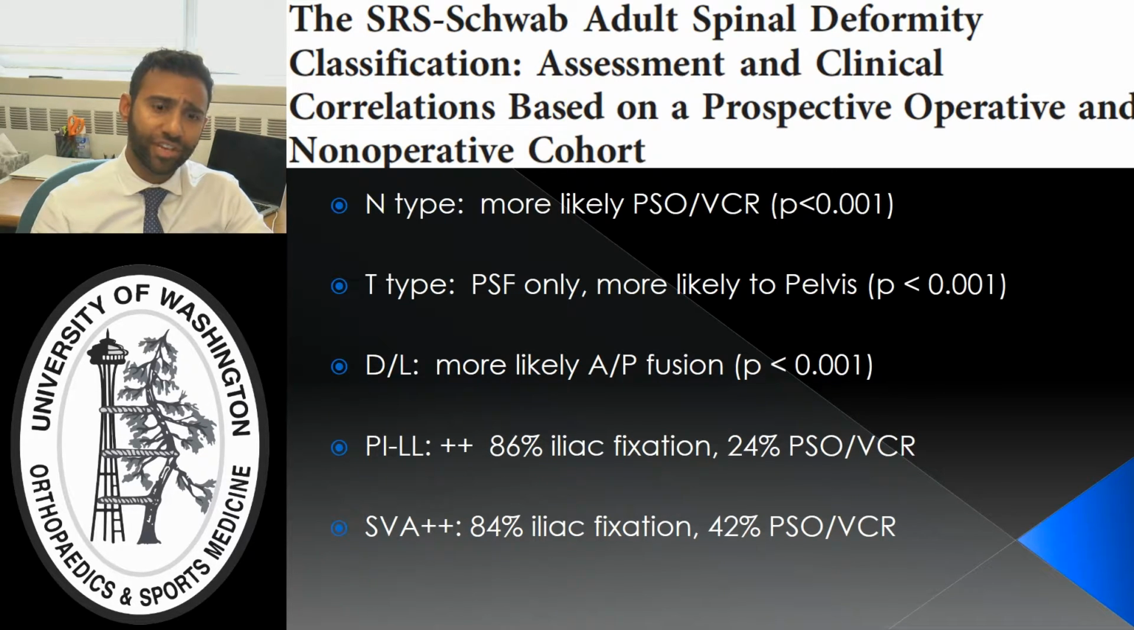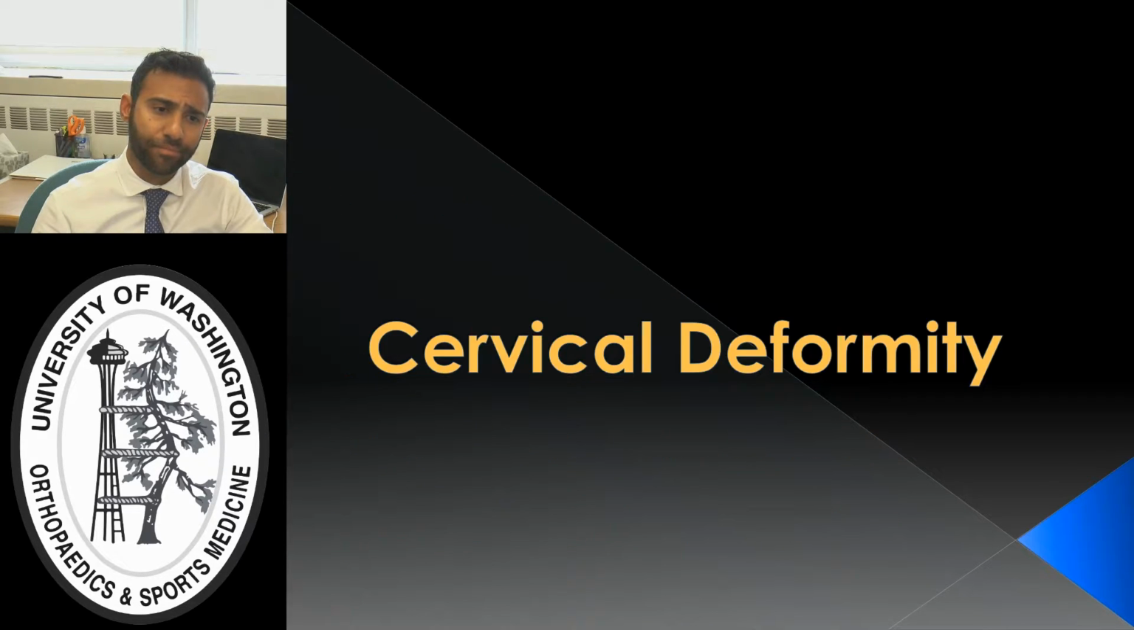And when there's a significant mismatch between the pelvic incidence and lumbar lordosis, most surgeons would favor iliac fixation, and about a quarter of them utilized a PSO or a VCR, or a three-column osteotomy. And when the sagittal vertical axis is very large, which means uncompensated spinal deformity, where the patient is unable to stand up straight, almost half of those patients required a three-column osteotomy in order to get correction of their deformity.